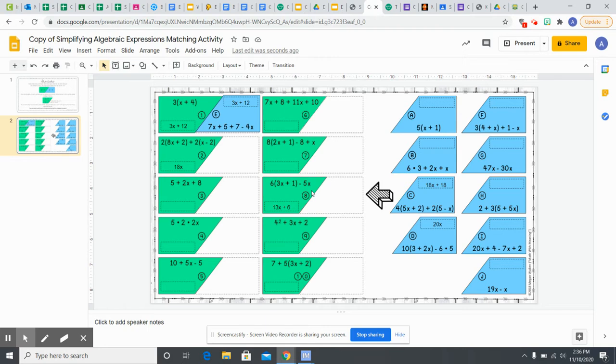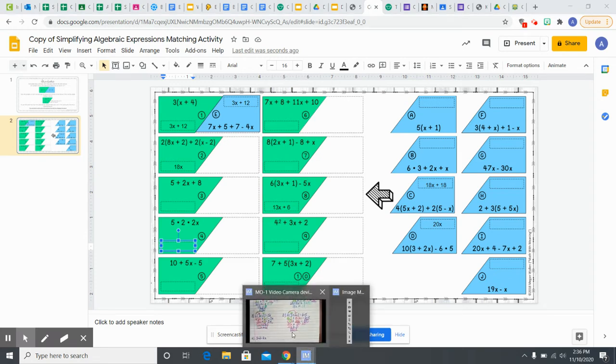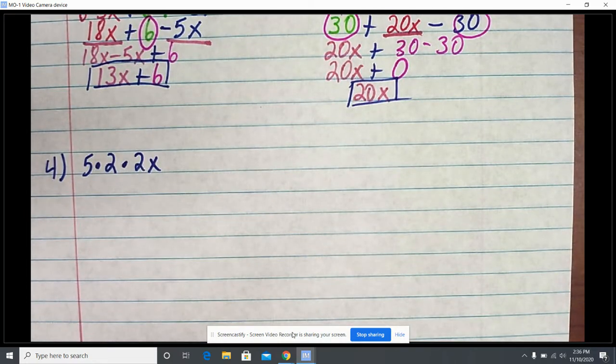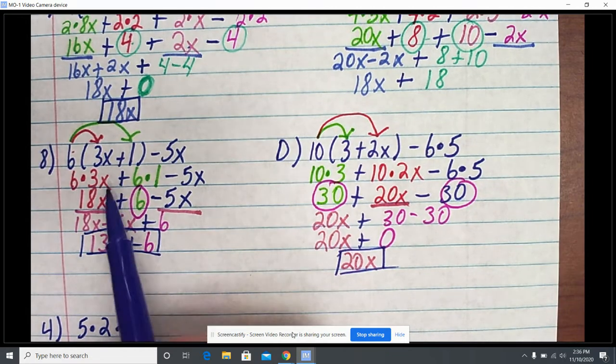Let's do number 4. Alright. So number 4, I'm taking 5 times 2 times 2x. Okay. So let me explain this one to you. This is multiplication. It's a little bit different, as you can tell, than with addition and subtraction. You can't add and subtract unlike terms, but you can multiply and divide unlike terms. And you could tell that from when we would do our distribute property.